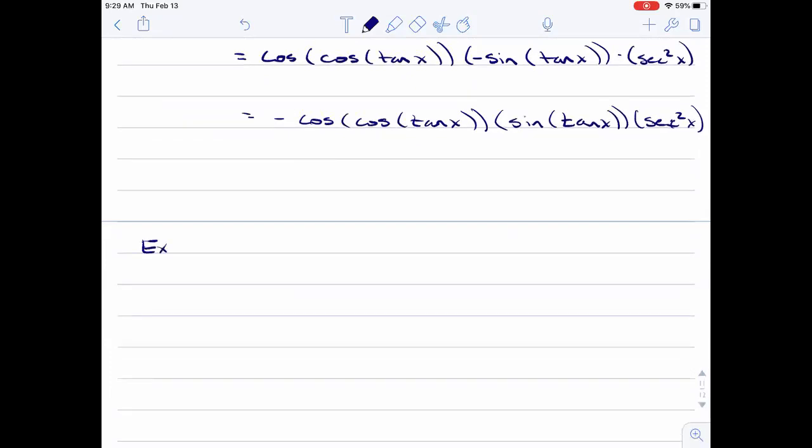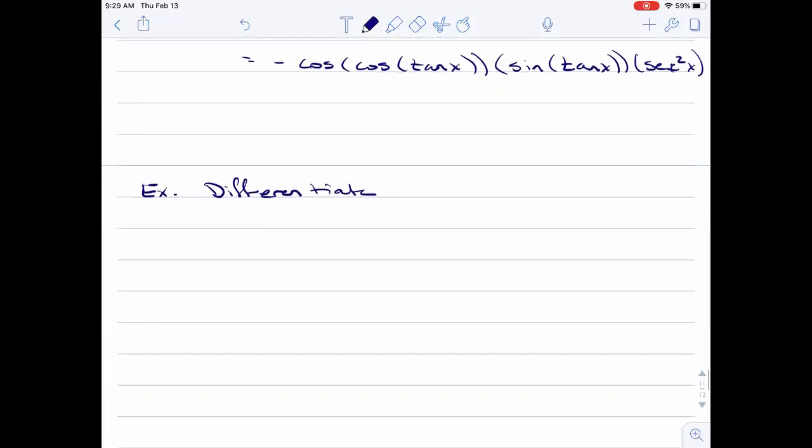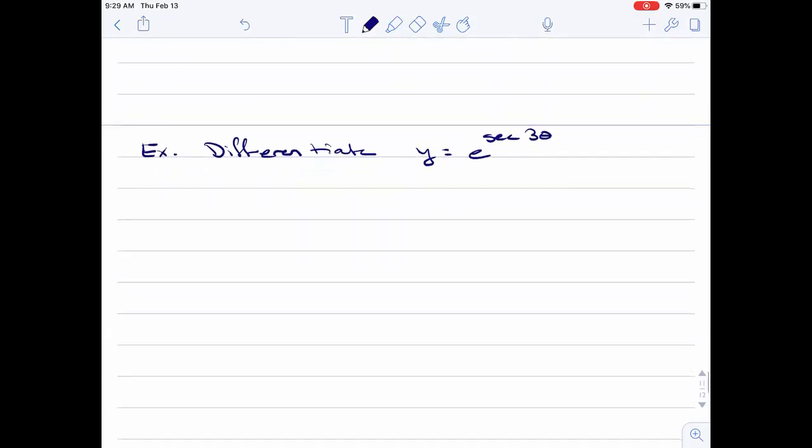How about we do a last example? Differentiate y equals e to the secant of 3 theta. So again, we've got this e and then secant 3 theta on the inside. So dy, what's it going to be here?